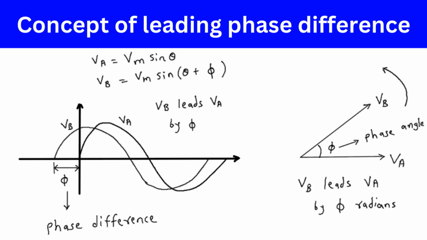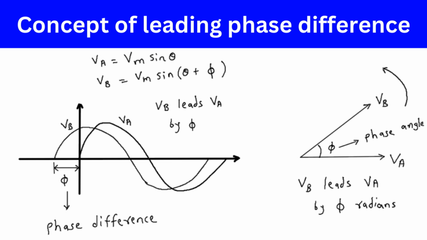To draw a phasor diagram for VA and VB, we first represent VA as a phasor vector pointing in the positive x direction. Then, we represent VB as a phasor vector pointing in the direction that is phi degrees ahead of VA in the counterclockwise direction, since VB is leading VA. The length of the phasor vectors represents the amplitudes of VA and VB, respectively.